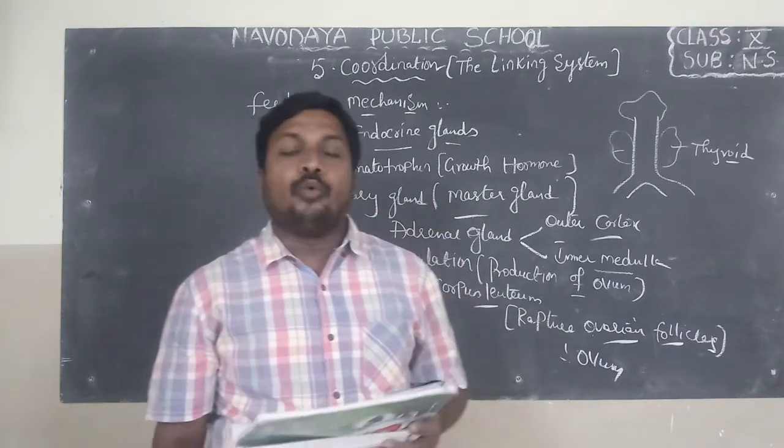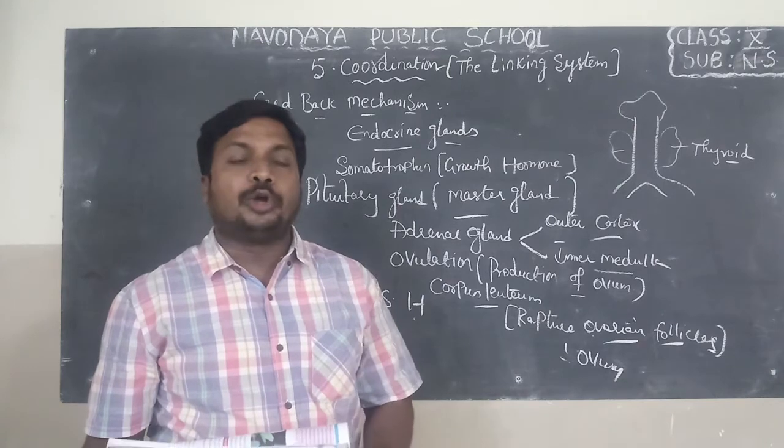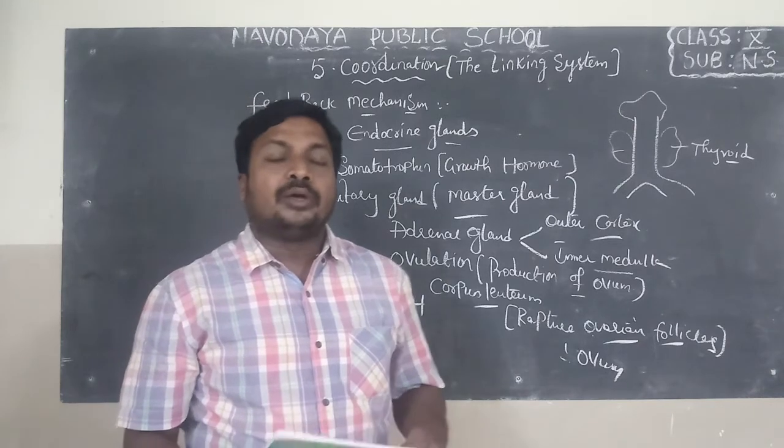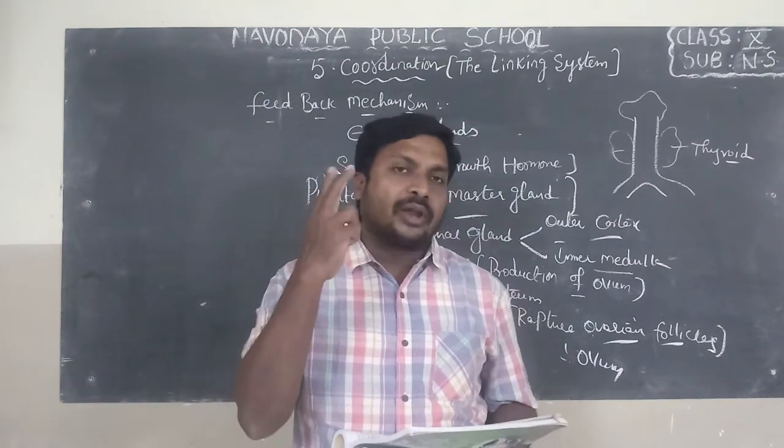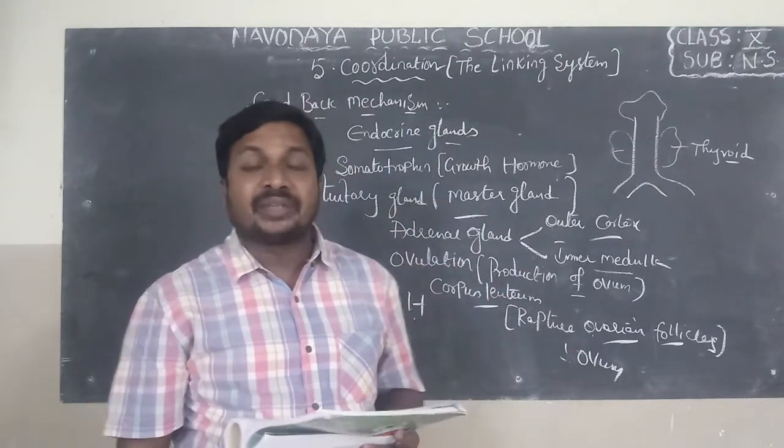Next one is the ovary. Do you know where the ovaries are present? In the lower abdomen. If you observe in females, we can find two ovaries. Ovaries release a hormone known as estrogen.